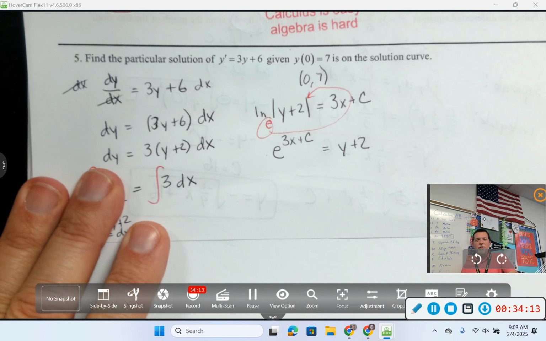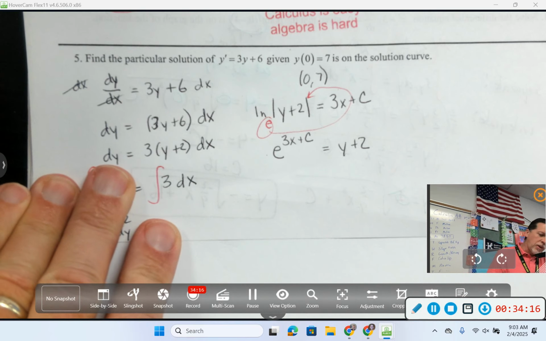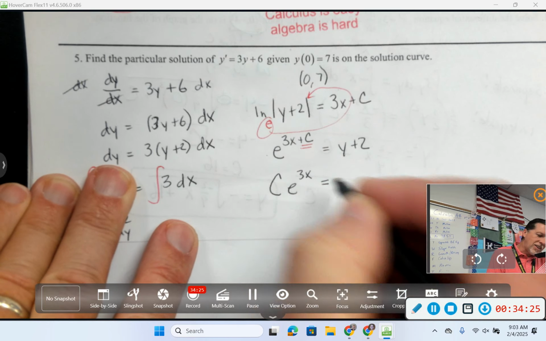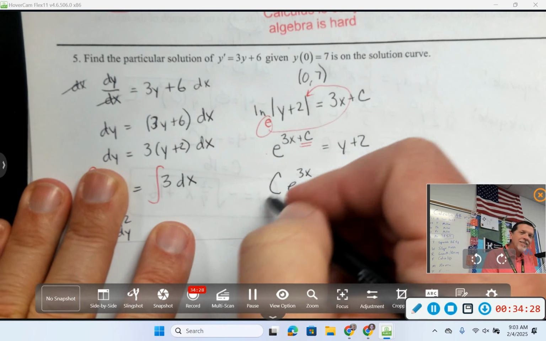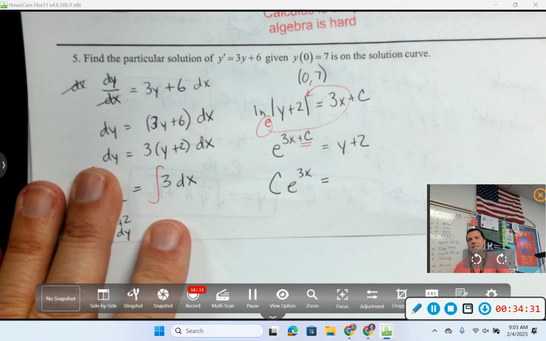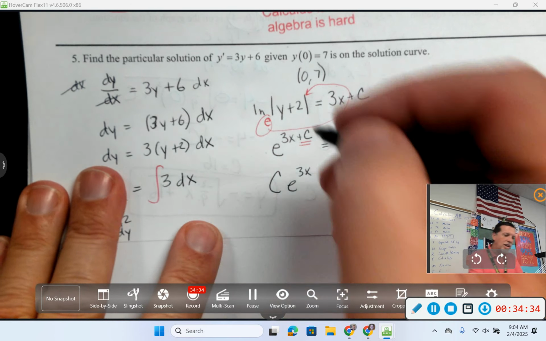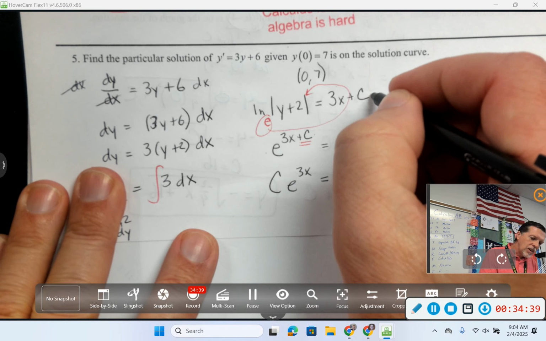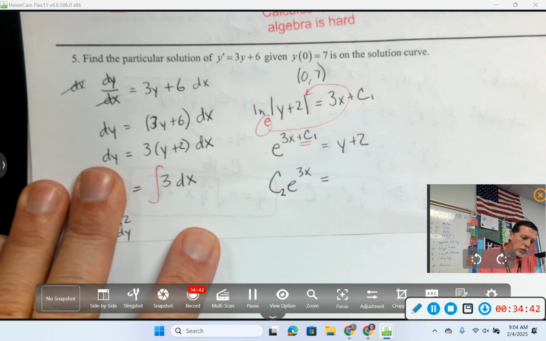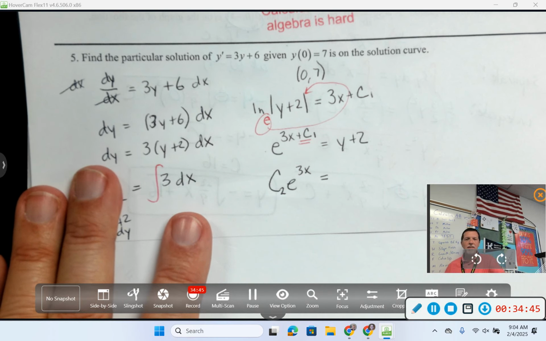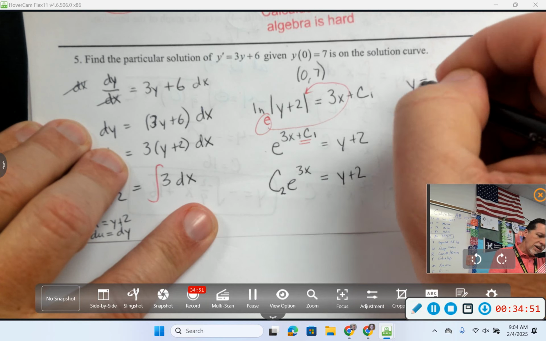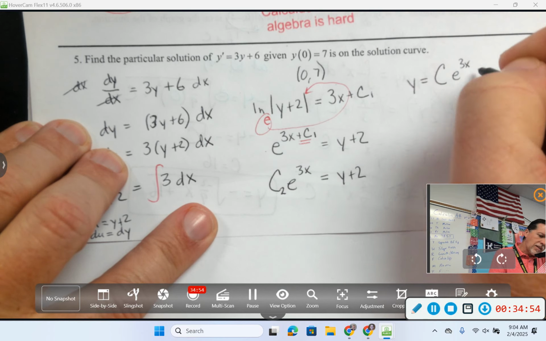Oh, here's our little algebra trick. What can I do with e to the 3x plus c? Just going to rewrite that as c e to the 3x. And be careful, those are not the same c's, but it doesn't really matter because we don't know what c is yet. If that bugs you, some people will put subscripts on them to indicate that they're different. So this was c1, and now this is c2. But it doesn't really matter because we don't know what c is yet. So y equals c e to the 3x minus 2.